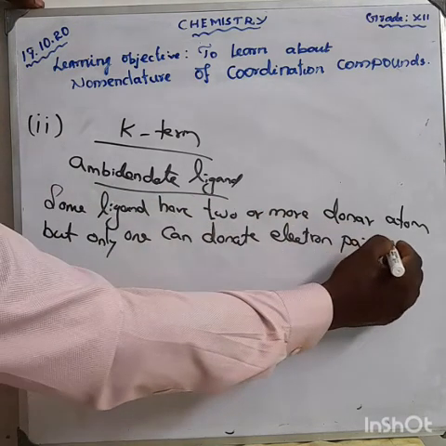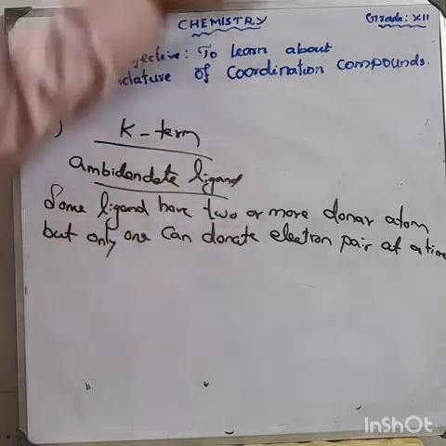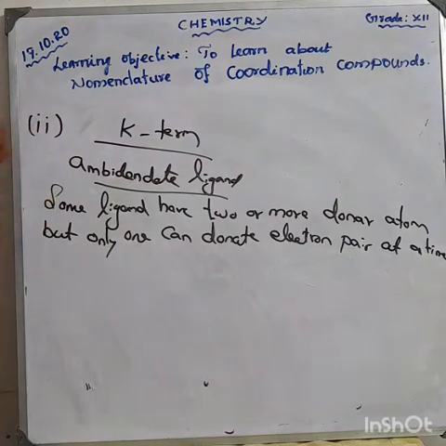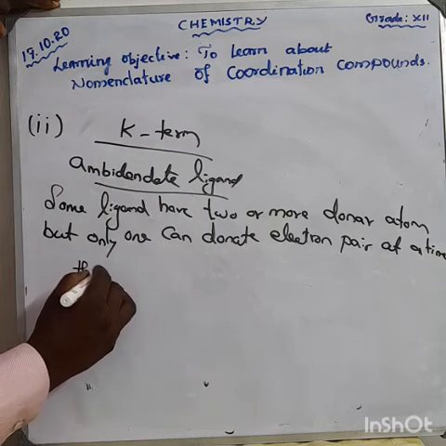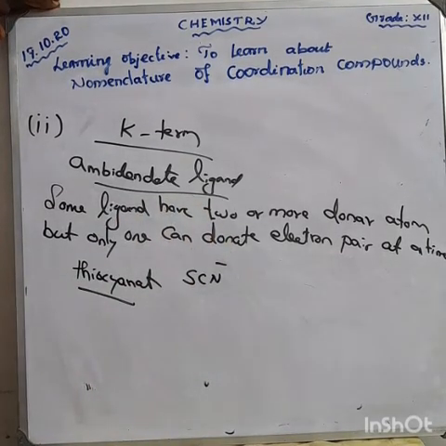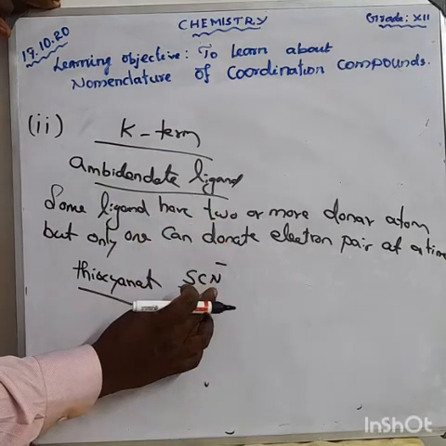Some ligands have two or more donor atoms, but only one can donate the electron pair at a time. Then we call it an ambidentate ligand. What is an example? The thiocyanate ligand, SCN. Here, the thiocyanate ligand can bind the central metal atom or ion through either sulfur or nitrogen.